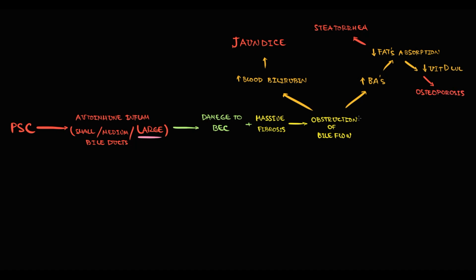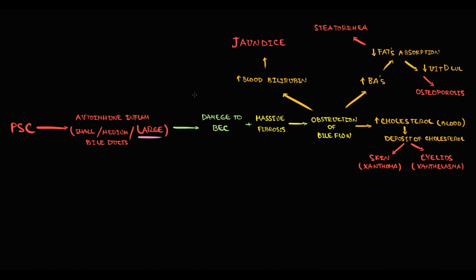With bile flow obstruction, we cannot excrete cholesterol. As a result, the level of cholesterol in the blood increases. This leads to deposition of cholesterol in the skin with formation of xanthomas, and deposition of cholesterol in the eyelids with formation of xanthelasmas. Damage to biliary epithelial cells also causes leakage of biliary enzymes into the blood, which leads to elevation of alkaline phosphatase and gamma-glutamyl transferase, which are important diagnostic criteria.